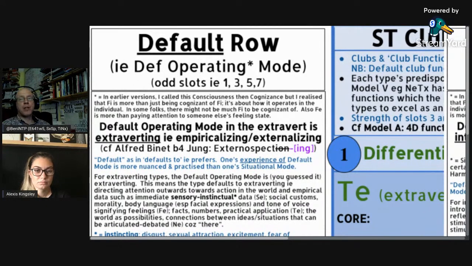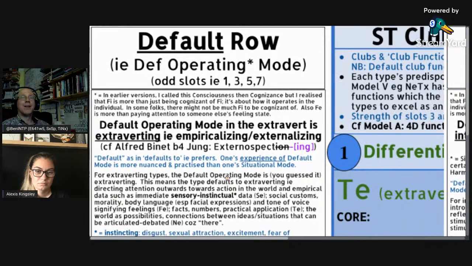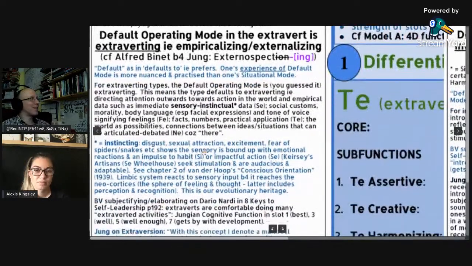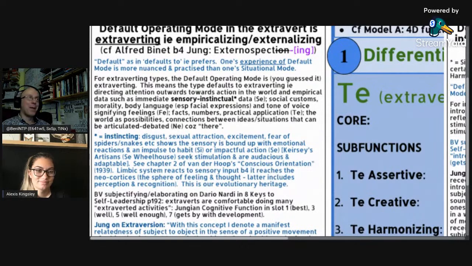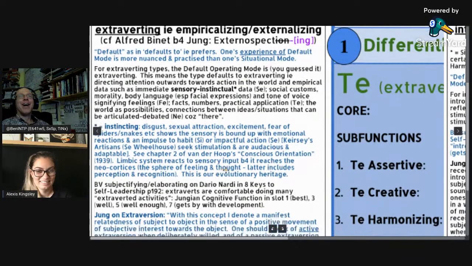Default operating mode in the extrovert is extroverting, i.e. empiricalizing, externalizing. And Alfred Binet used the term externospection. So it's just to show that he did mention that, Carl Jung, about Binet. Maybe there was a little bit of a contretemps between the two of them. Maybe they didn't get on.